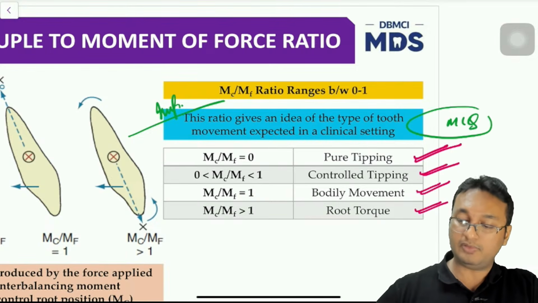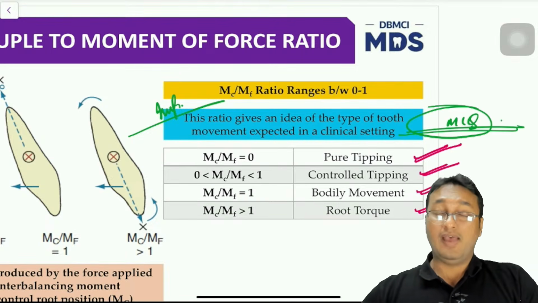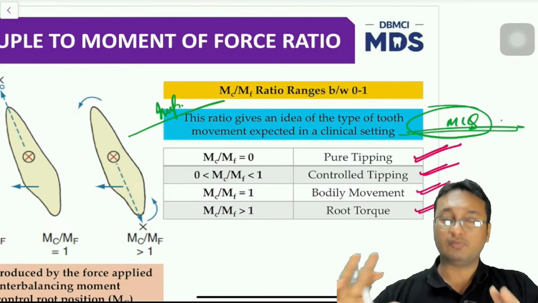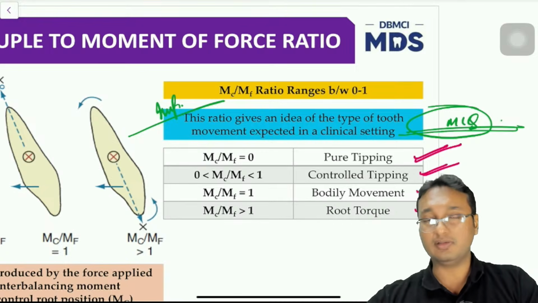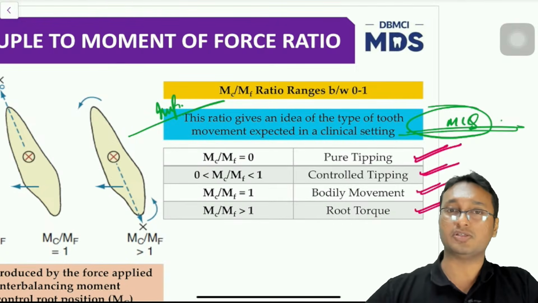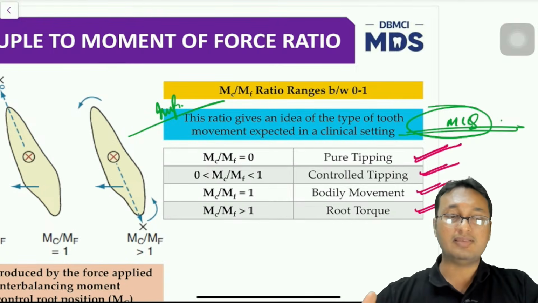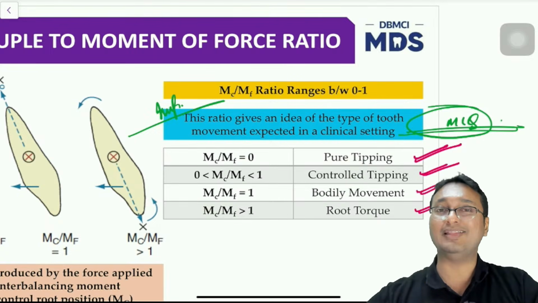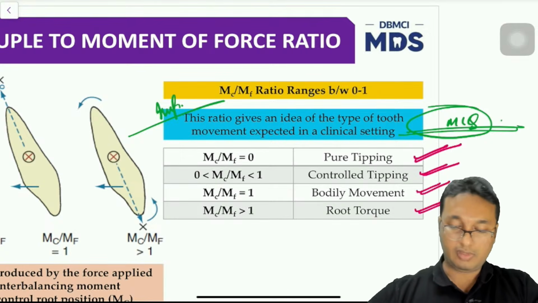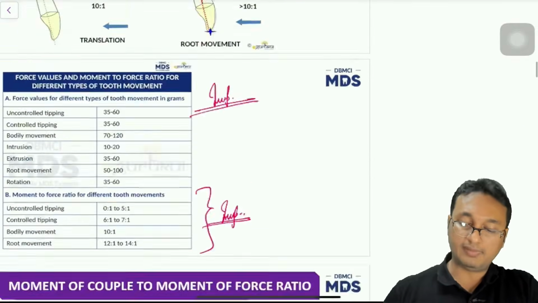This is another MCQ for you guys. I've seen an MCQ somewhere: what is the clinical implication of studying MC to MF ratio? This is the clinical implication: by studying this ratio, you can have an idea of what type of tooth movement you are going to expect in the clinical scenario. Okay, I hope this is clear.